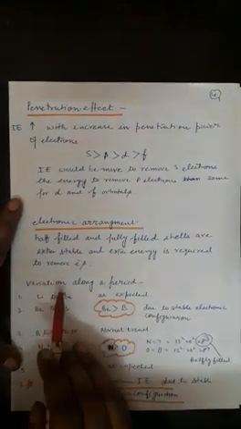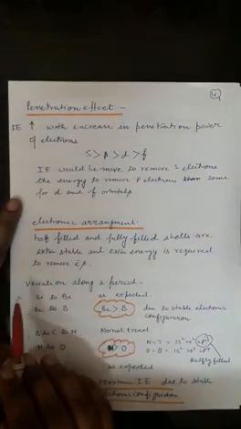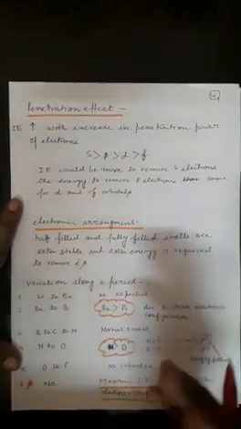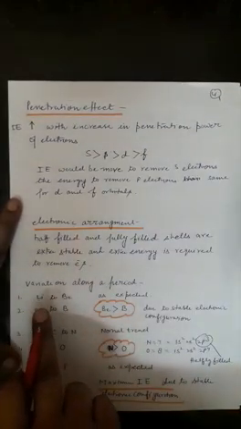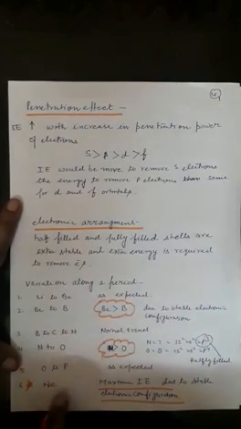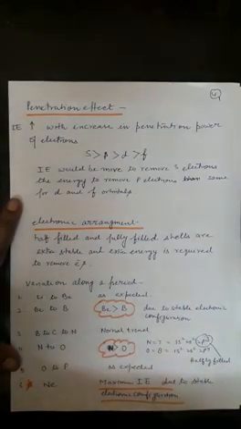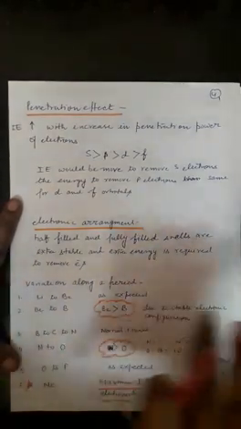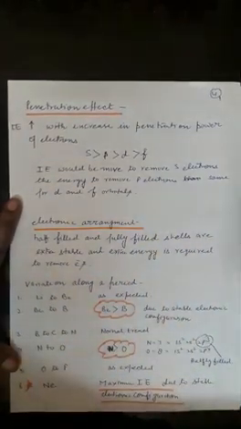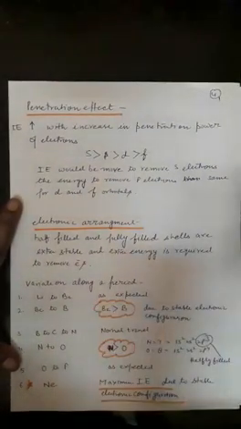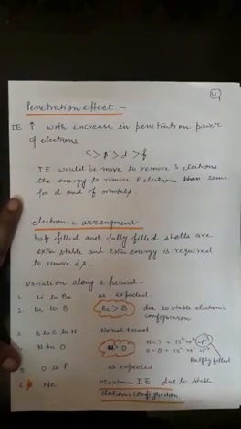See students, first of all we are going to discuss the trend of ionization energy along the period. Along the period means lithium, beryllium, boron, carbon, nitrogen, oxygen, fluorine and neon. When we are moving horizontally, we are expecting the nuclear charge increases. When we are moving left to right, nuclear charge increases, ionization energy increases.